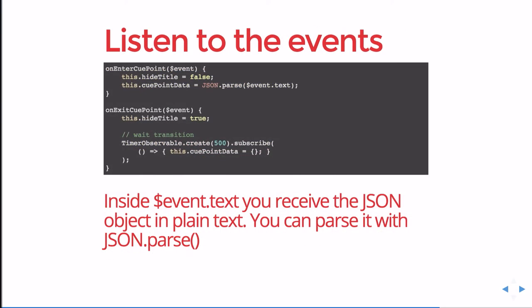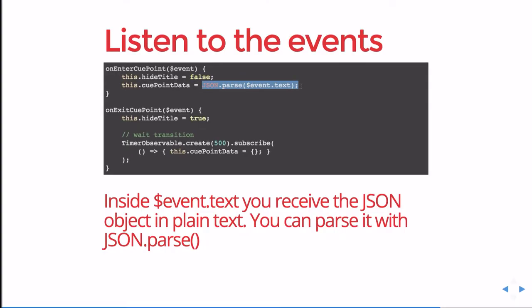And then we can just listen to the events. These are the events dispatched by the VideoAngular framework. You can parse the data that comes in, because it comes as a JSON file, but in plain text, not JavaScript, sorry. And then you can just say, okay, this cue point data, it's this JSON, and you can do whatever you want.